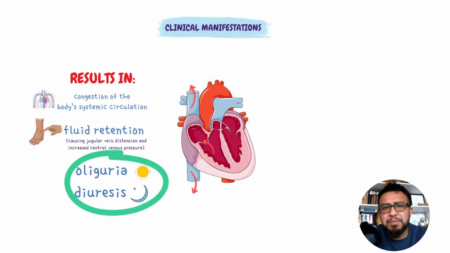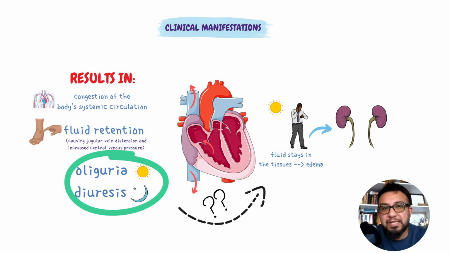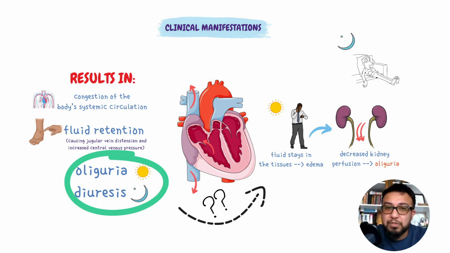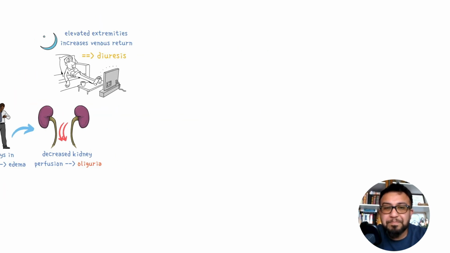Now, this happens because throughout the day, the patient is more physically active and the fluid stays in the tissues, which causes edema, and this decreases the fluid that's going inside the systemic circulation. This decreases the perfusion of the kidneys, thus causing a drop in urine output, or oliguria. At the evening hours, when the patient becomes less physically active, they usually elevate their extremities, and this increases venous return, which causes the fluid to shift back towards the systemic circulation. Thus, the kidneys become more perfused, and that causes diuresis.